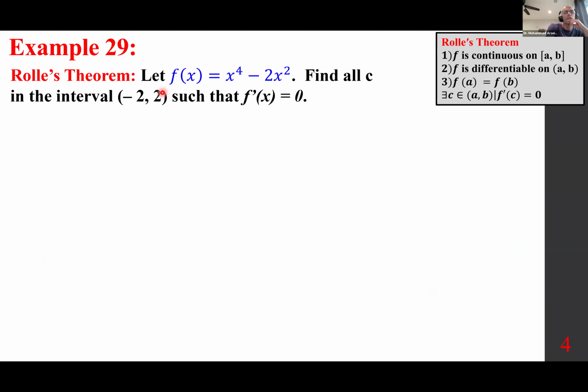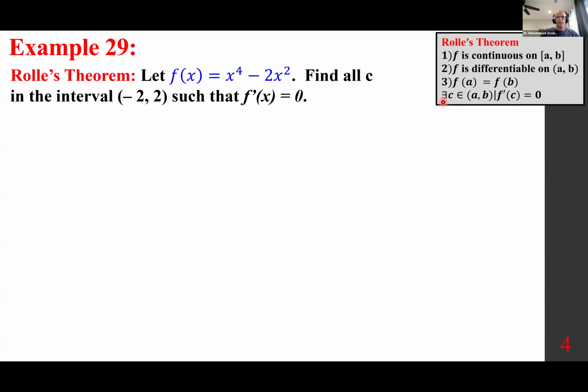We're going to follow Rolle's theorem. Let f of x be x to the power of 4 minus 2x squared. Find all c in the interval from -2 to 2 such that f prime equals 0. Reminding you, Rolle's theorem has the following three criteria. Number one, f is continuous on the closed interval from a to b, differentiable on the open interval from a to b, and f of a is equal to f of b. Then there is a c, an element of (a, b), such that f prime of c equals 0. Those are the notations, and that's how we read them.